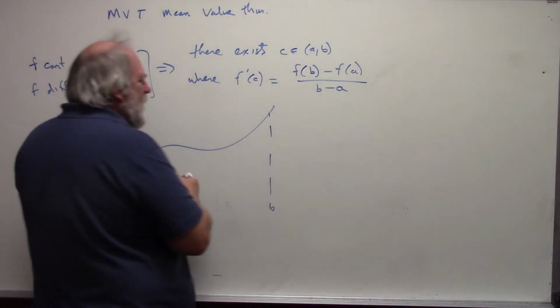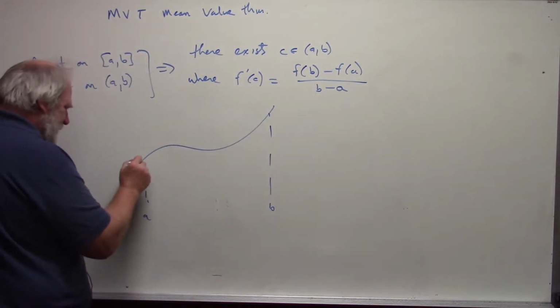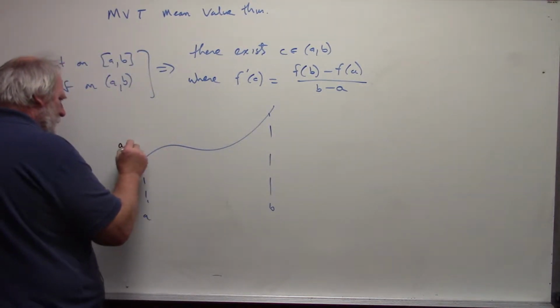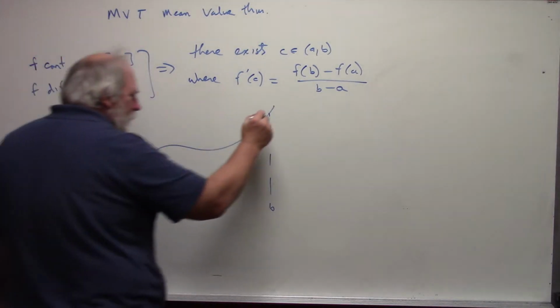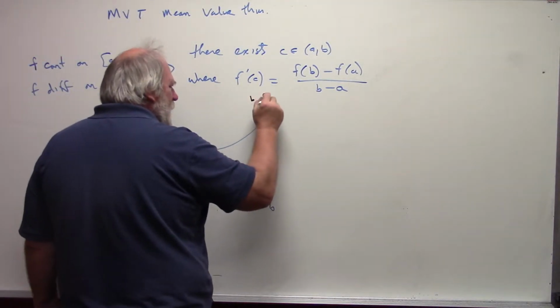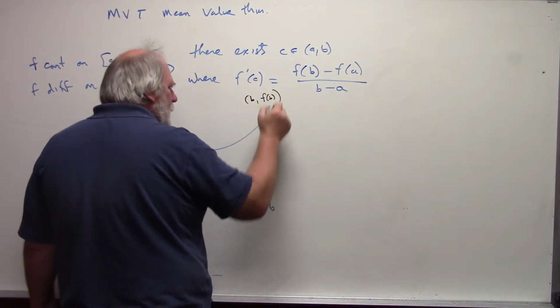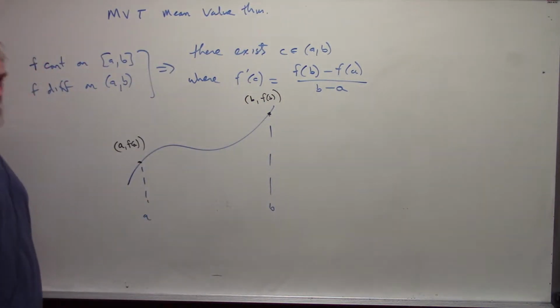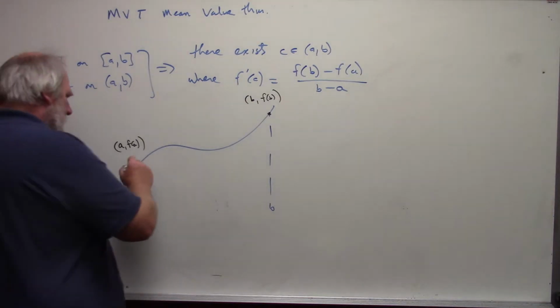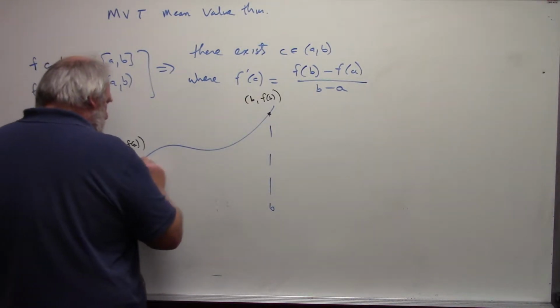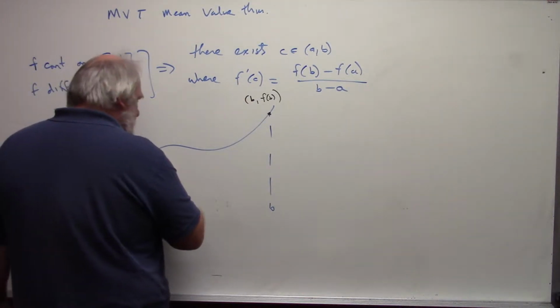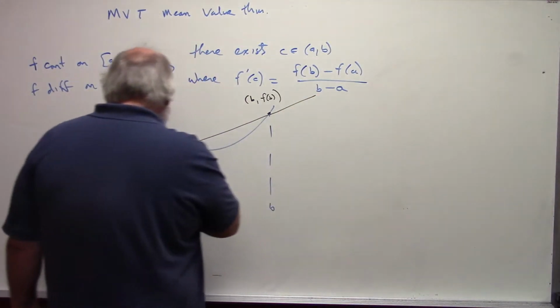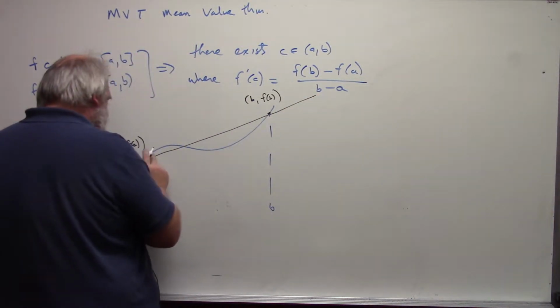f of b minus f of a over b minus a: this is the point a comma f of a, and this is the point b comma f of b. And so this f of b minus f of a over b minus a you might recognize as the slope of the secant line, the slope of the line that goes through the two endpoints.